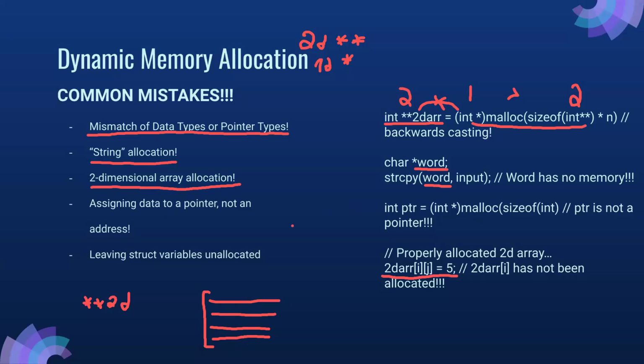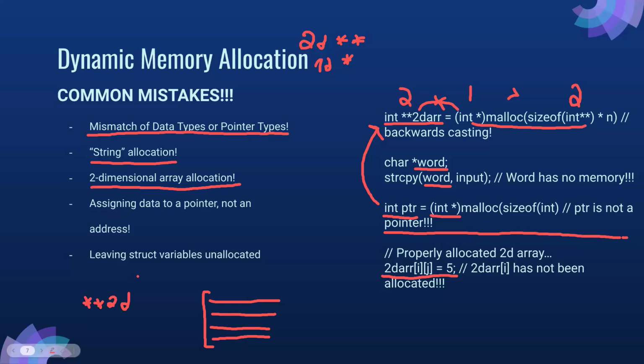Another thing, back to the common mistakes. Another big one is assigning data to a pointer and not an address. This is it right here, right? We're assigning an int pointer into an integer. This is especially wrong, right? But this is similar to this issue up here. Kind of the same gist.